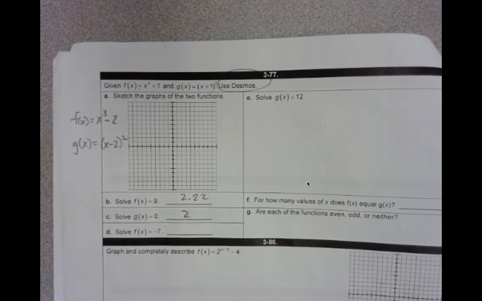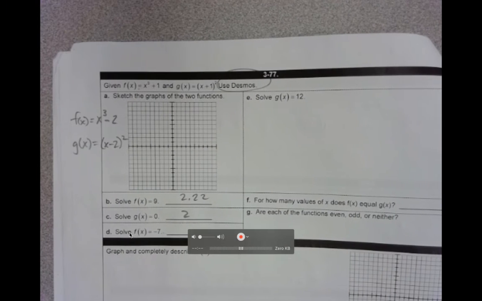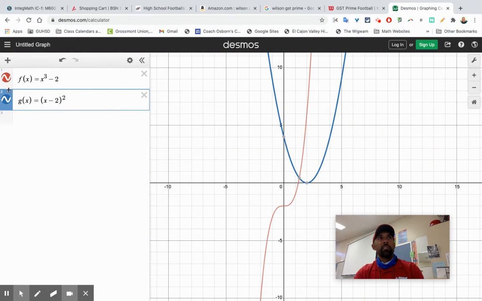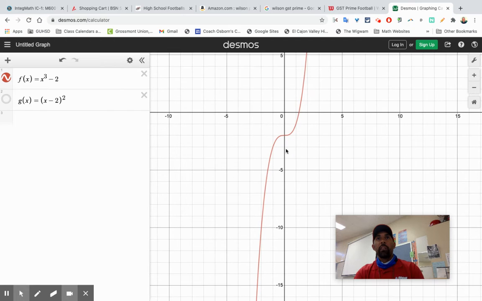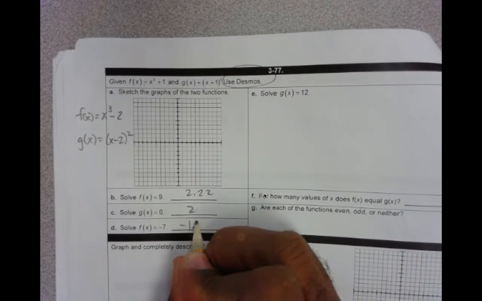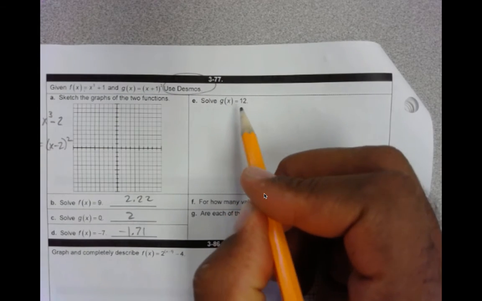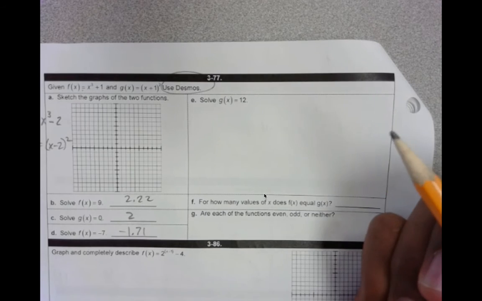Okay, so now what is x if f of x equals -7, for which one? F. So now make sure I pay attention to the f graph and go down to -7. Here's -7. Remember, this is a y value. Then go over to the graph, and I'm going to try to drag it until I get to -7 for the y, and I get -1.71. Okay, then it asks me to solve g of x equals 12.